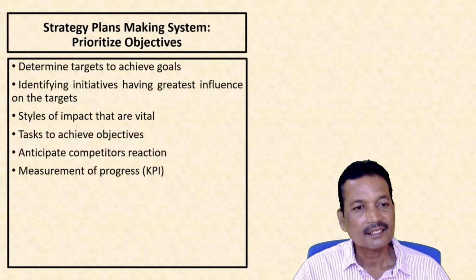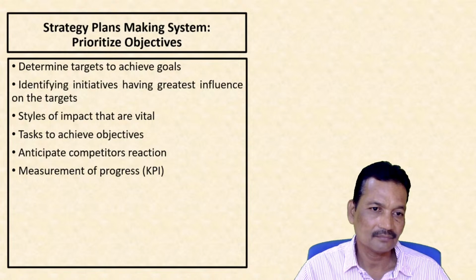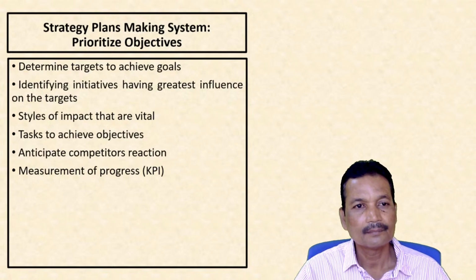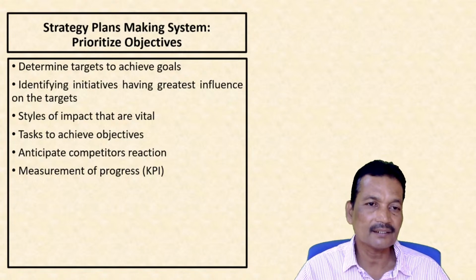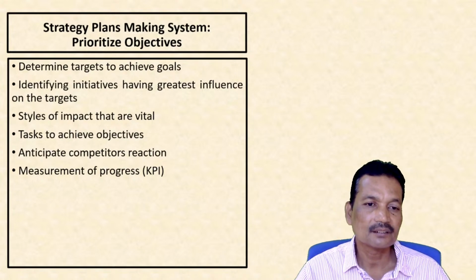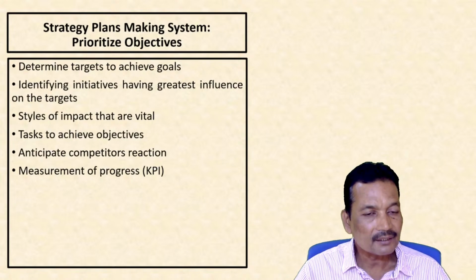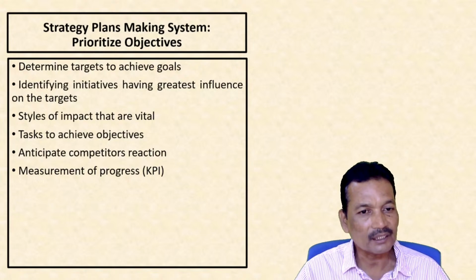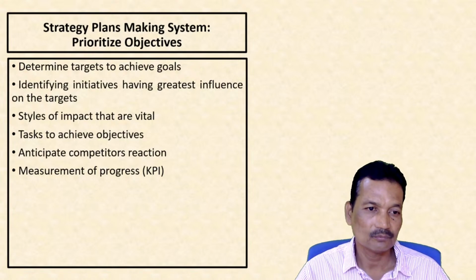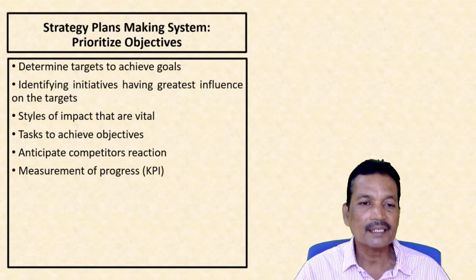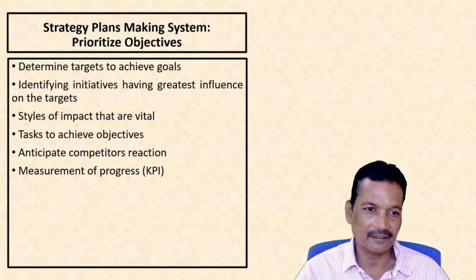Then we say, anticipate competitors' reaction. So when you are going to achieve your objectives, you determine targets and accordingly change your styles, you provide initiatives which may bring some kind of reaction in your competitors, because they always try to keep pace or go ahead of you. So we have to anticipate what they are going to do in anticipation of our way or our plans that we are going to implement.